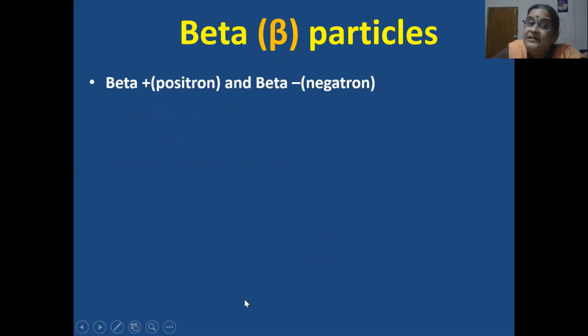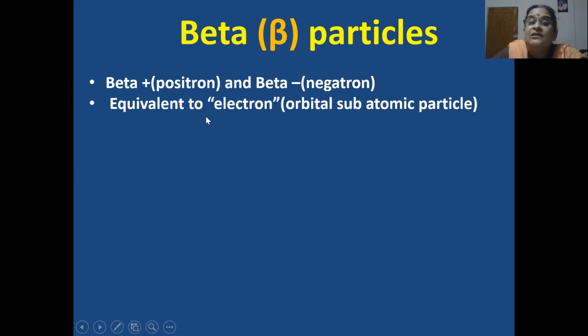Now, what are beta particles? They can be positively charged positrons or negatively charged negatrons. They are called negatrons so as not to get confused with electrons, which these beta particles are actually equivalent to, the orbital subatomic particles.